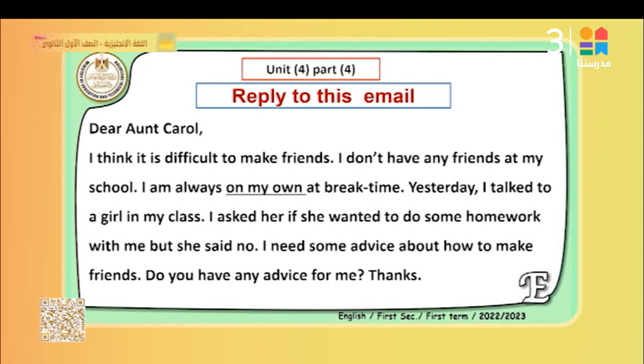Dear Aunt Carol, this is what we call the greeting. Of course, we wrote the header first, and then we write the greeting, Dear Aunt Carol. I think it's difficult to make friends. I don't have any friends at my school. What is this? This we call the body. This is the reason why he writes the email. So I don't have any friends at my school. I'm always on my own. What does it mean, on my own? It means alone. I am on my own. It means I am alone at school. I don't have any friends. I am always on my own at break time.